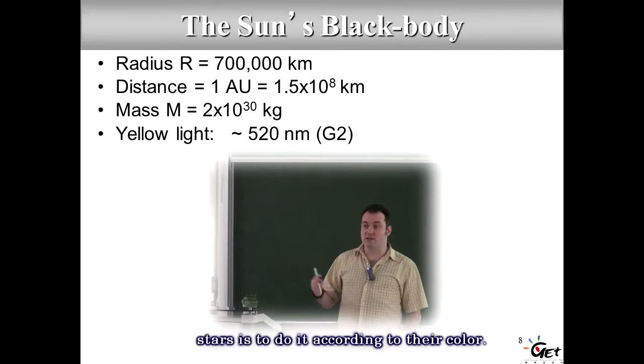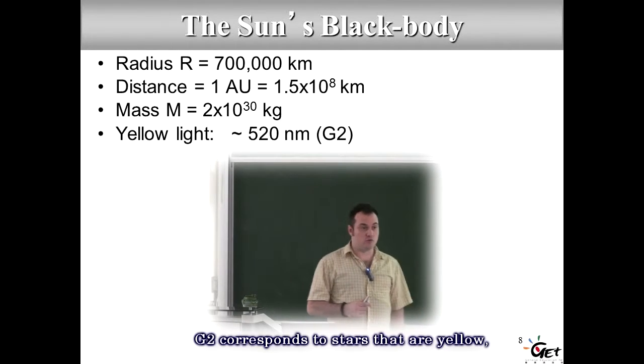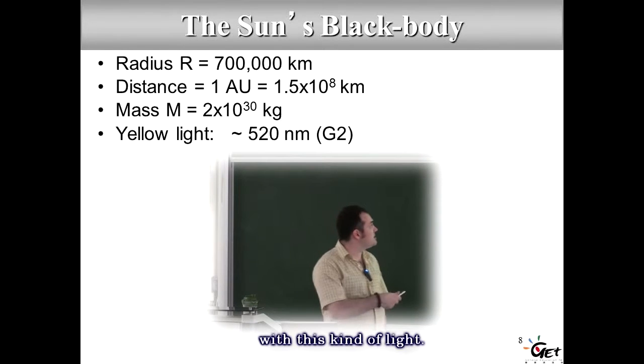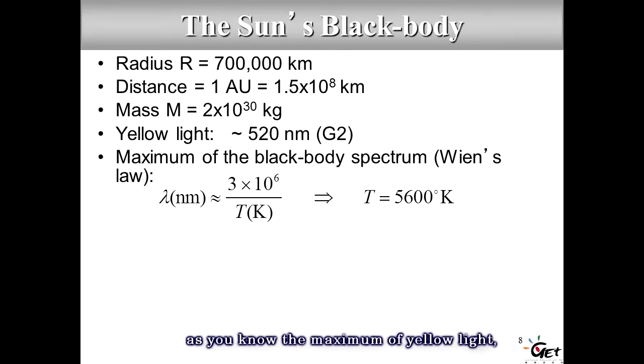One of the ways to characterize stars is to do it according to their color. So actually, the spectral type G2 corresponds to stars that are yellow with this kind of light. So you can compute, as you know, the peak of light is around 520 nanometers. Then you can derive the temperature directly of the sun, which is around 5,600 Kelvin.